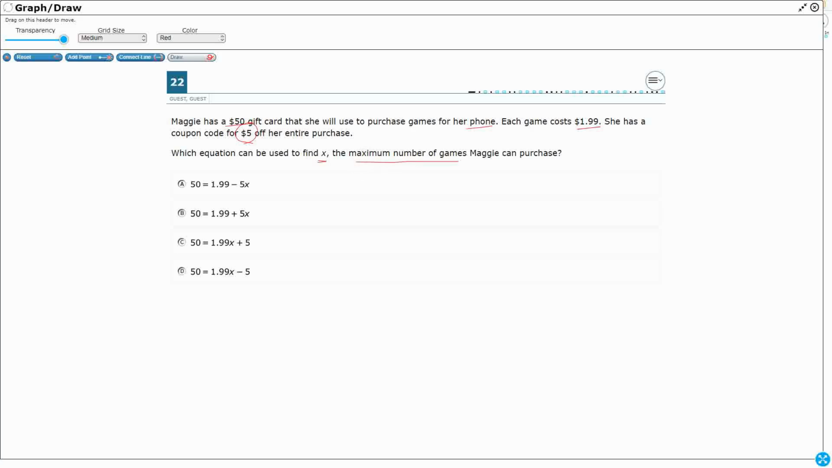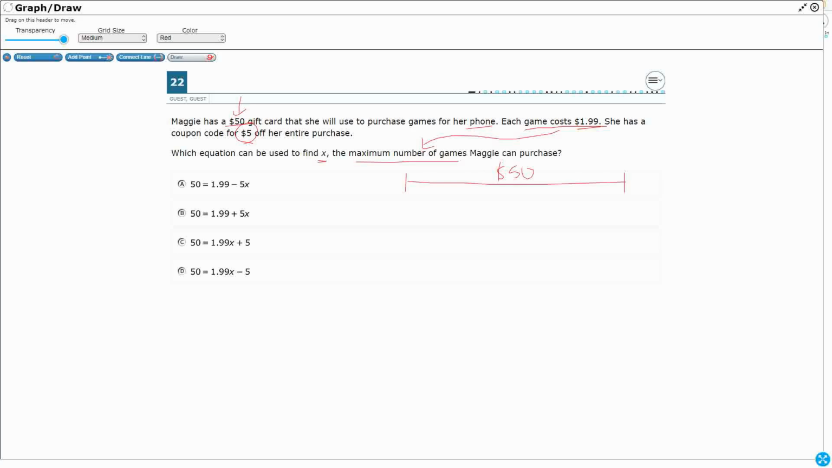We need to find this connection here. You see this game costs $1.99? And we're going to look at the maximum number of games, right? That is going to give us a clue as to where that x is going to go. So let's draw a strip diagram here. So what does she have total? 50 bucks. Okay. So she's got $50. That's the max.